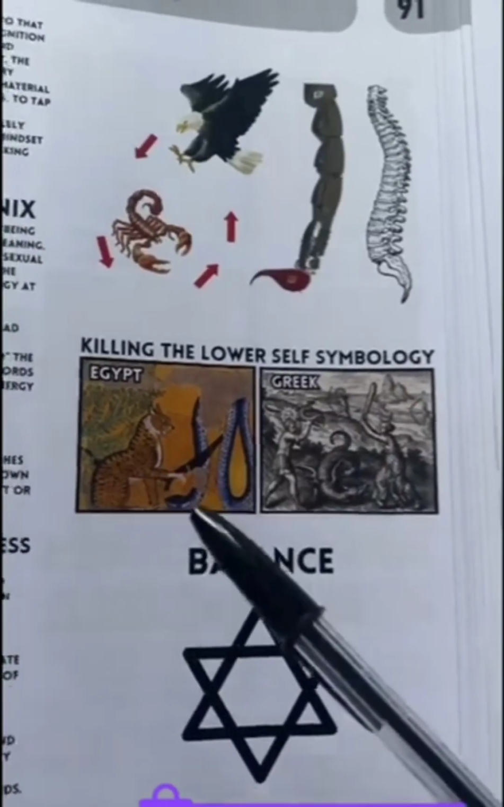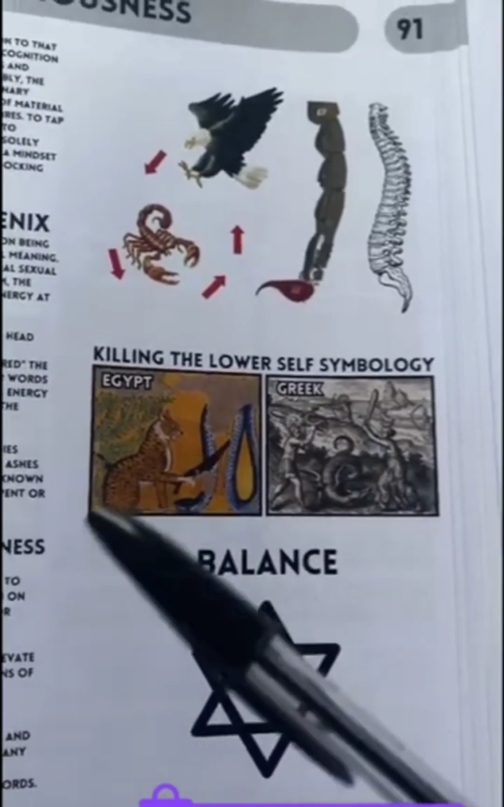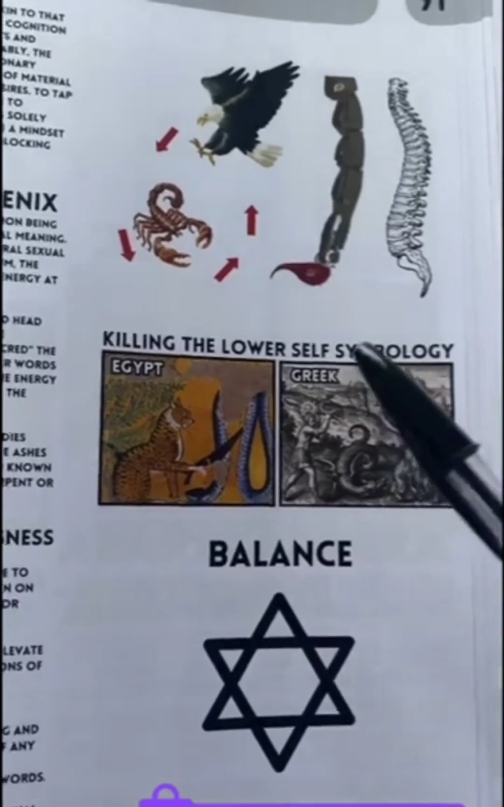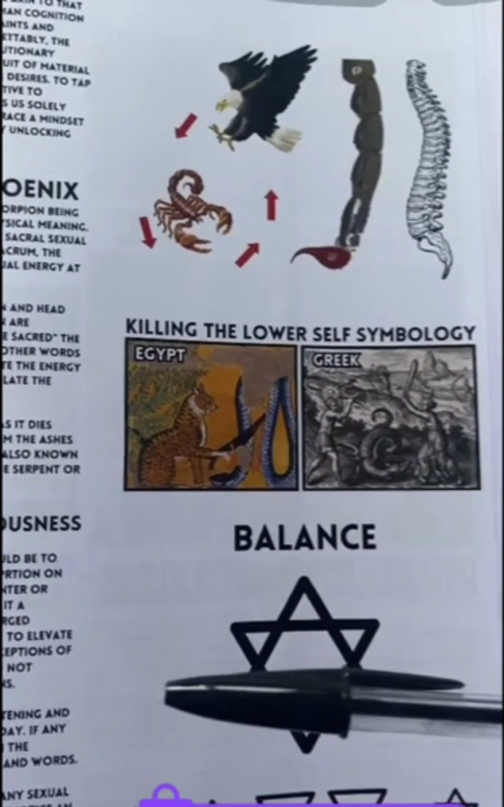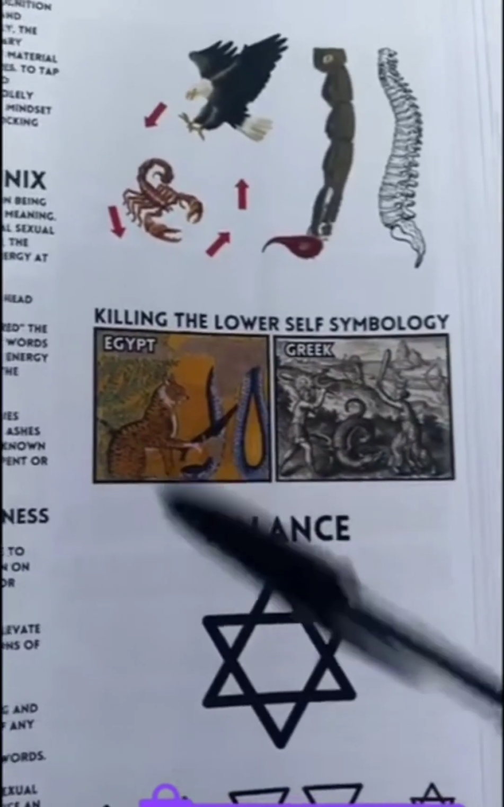Ancient mythology, there's always stories about killing the dragon or the serpents. This is symbolic for killing the lower nature of yourself because the serpent is always tempting you to release your sexual energy. It's an internal battle.